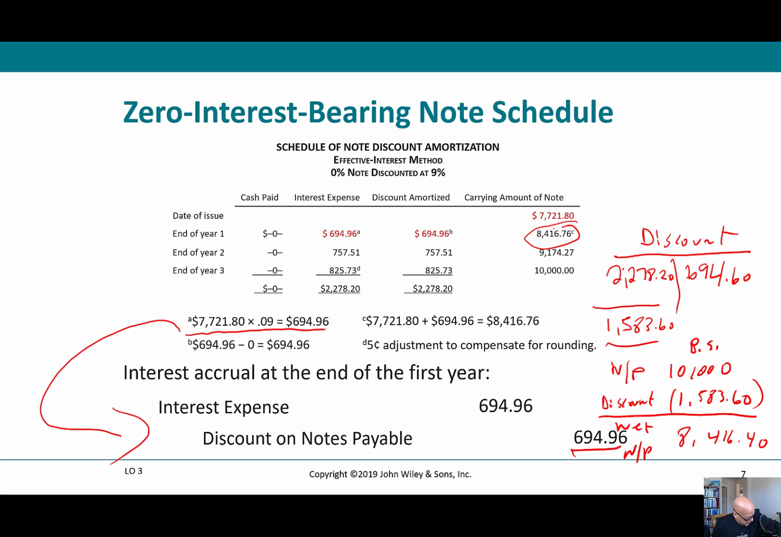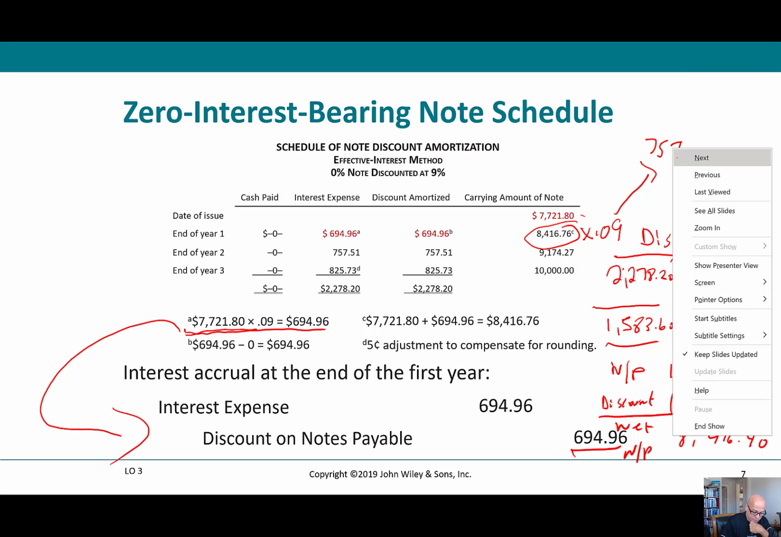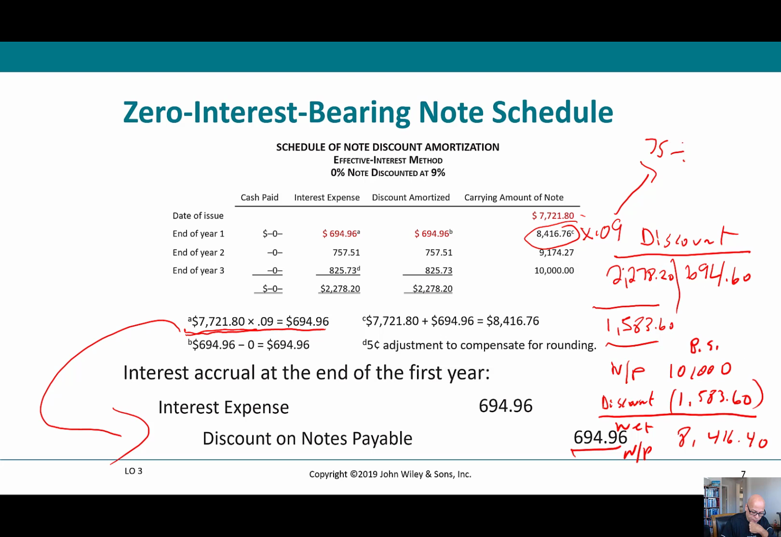Okay, now that's the carrying value for year two, and so I will then take that, just like I did for the first year, multiplying times the carrying value. For the second year, I take the new carrying value, this 8,416.40 times 0.09. That then is going to equal, I'll just draw a little arrow up here, $757.50.